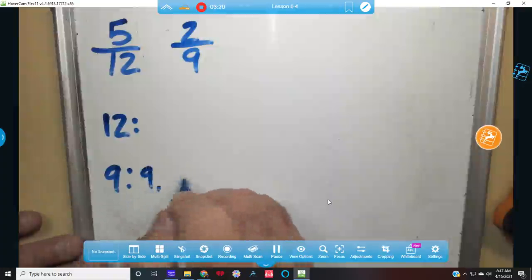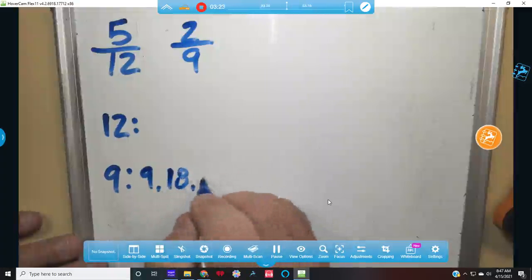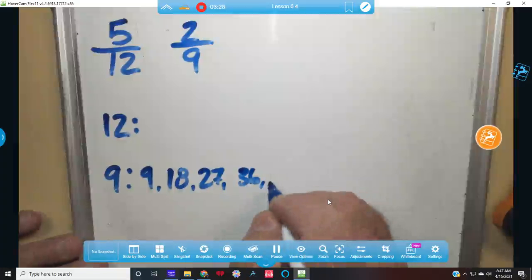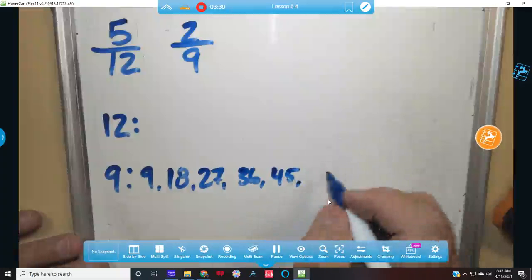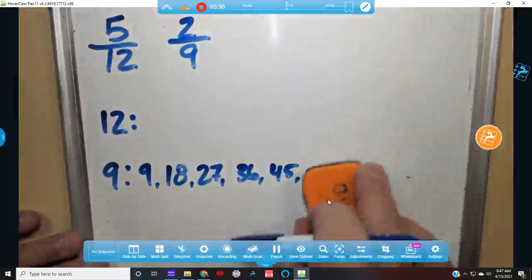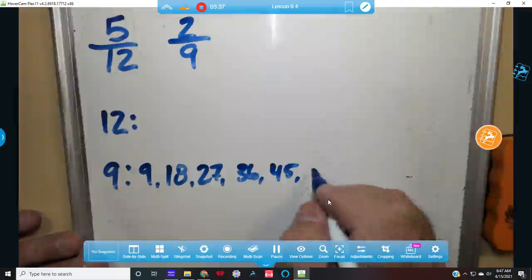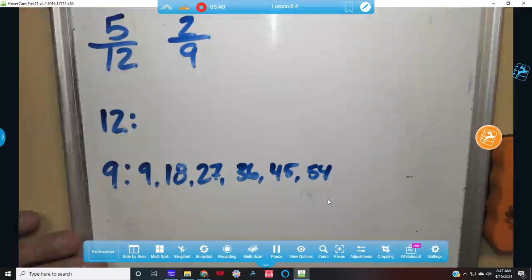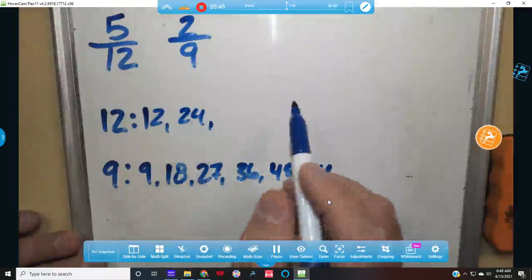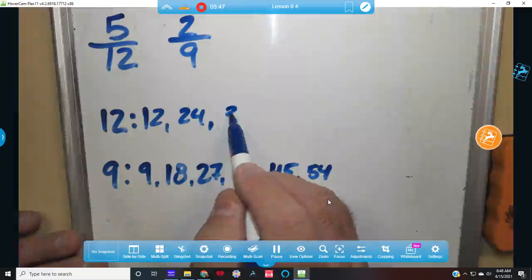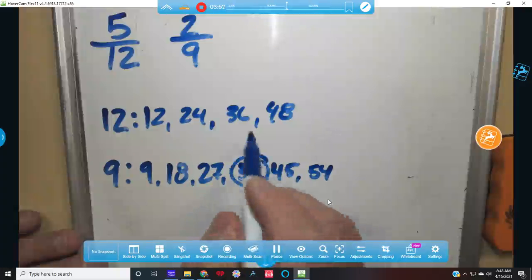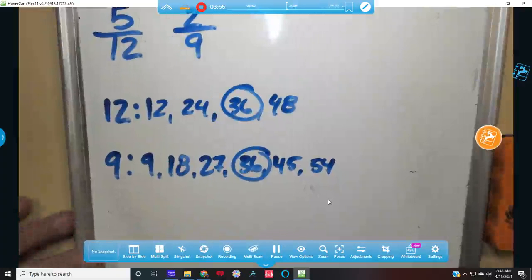So I'm going to go 9, 18, 27, 36, 45, 54. Ooh, I missed one. Okay, so let's try 12. 12, 24, 36, 48. I'm going to stop there because look, I found my lowest common multiple.